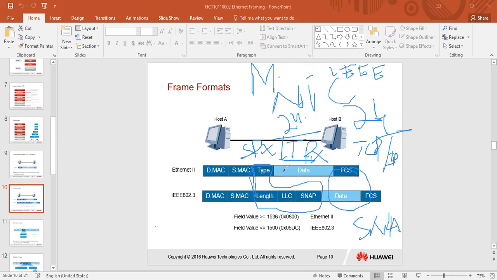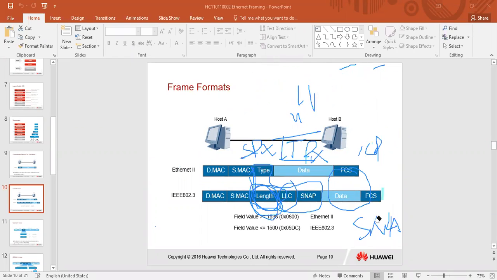While in IEEE 802, the type is further divided into length, okay. It will identify the frame length. The length identifies the length of any frame. And logical link control, LLC, is the interface between the logical addressing like IP addressing and MAC addressing, okay. Between these two addressing, LLC is the interface between IP addressing and MAC addressing. Understand?